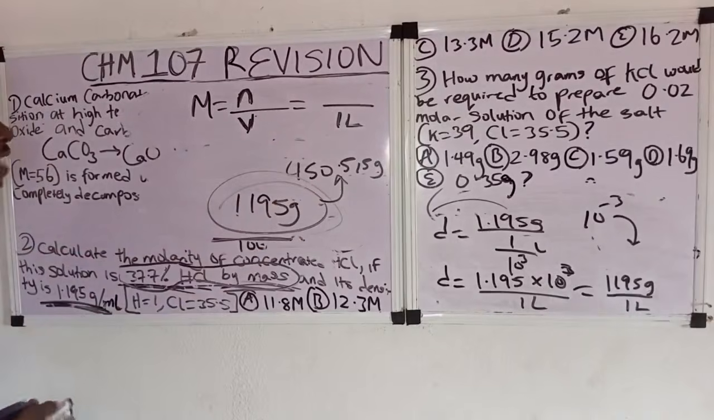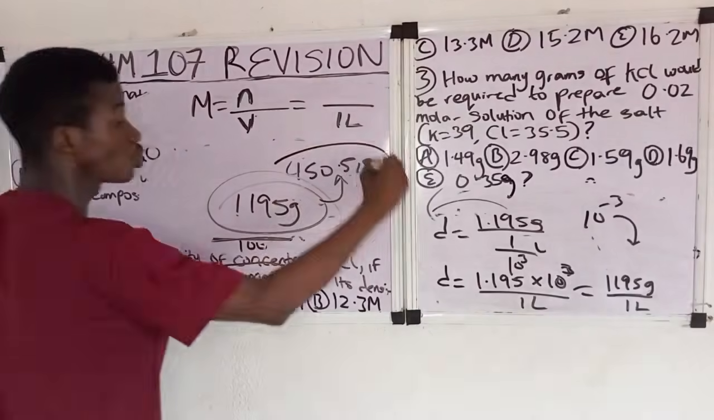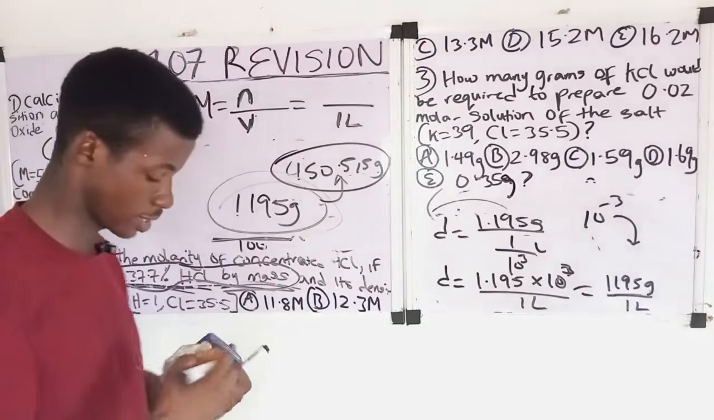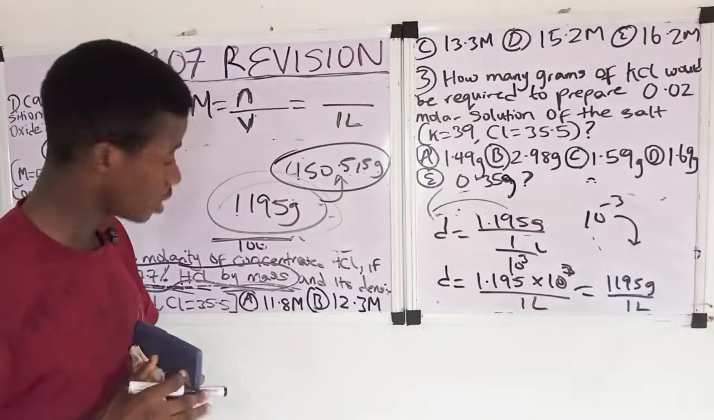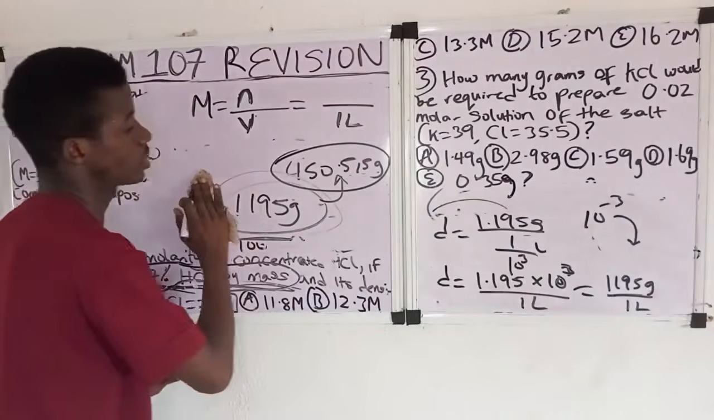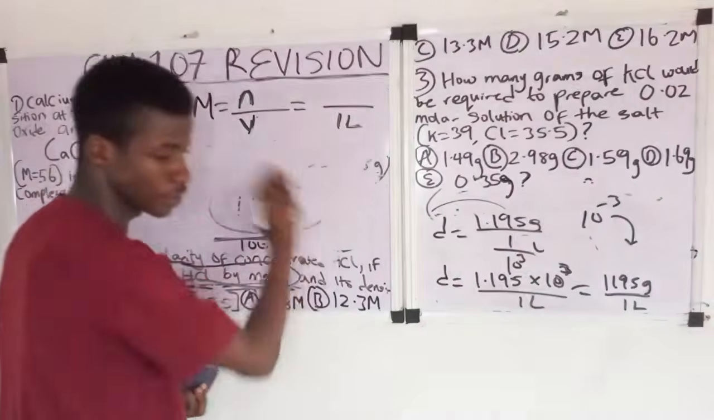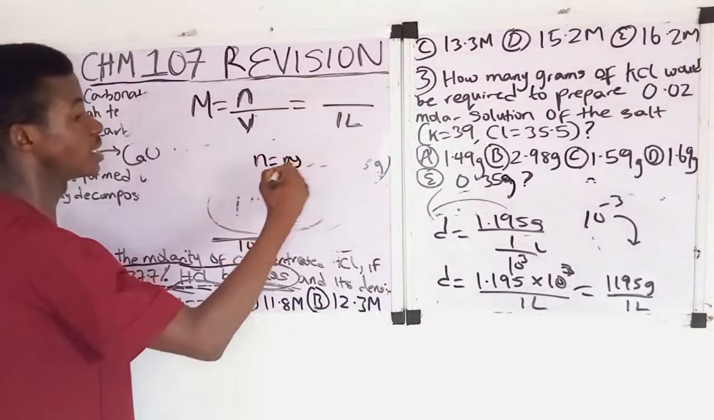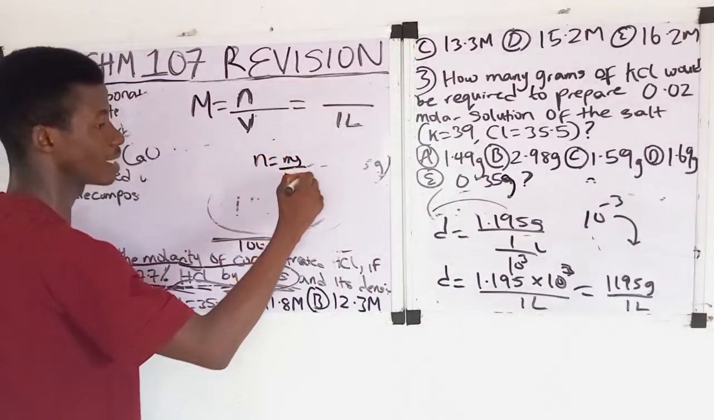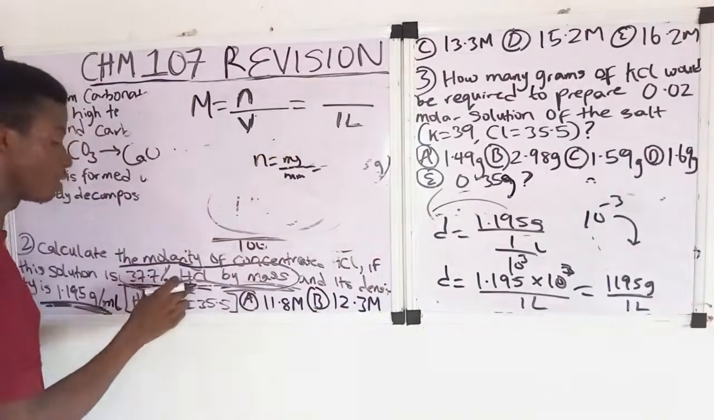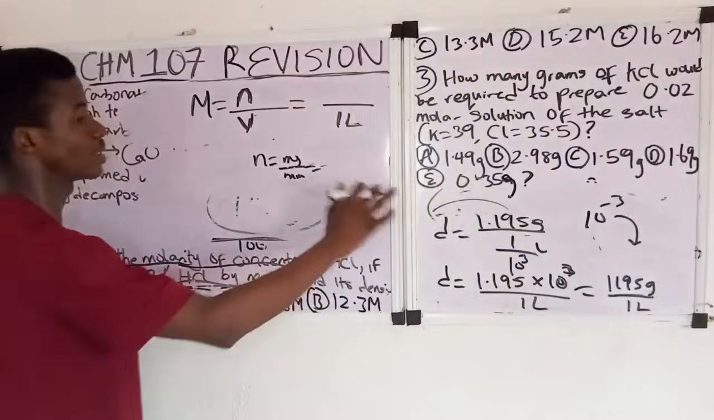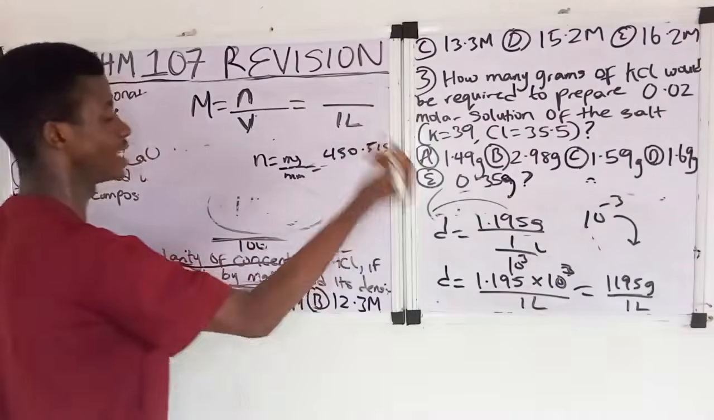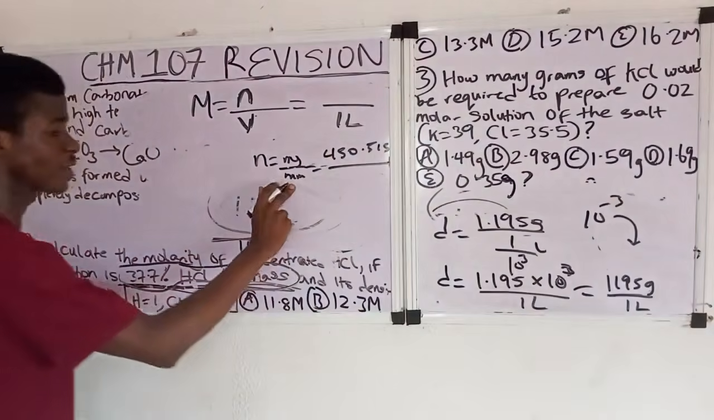So let's calculate the molarity. We have gotten the mass of hydrochloric acid in this solution to be 450.515, right? Now remember, number of mole is the mass in gram divided by the molar mass. The mass in gram of hydrochloric acid is 450.515, you can neglect the decimal, divided by the molar mass of hydrochloric acid.